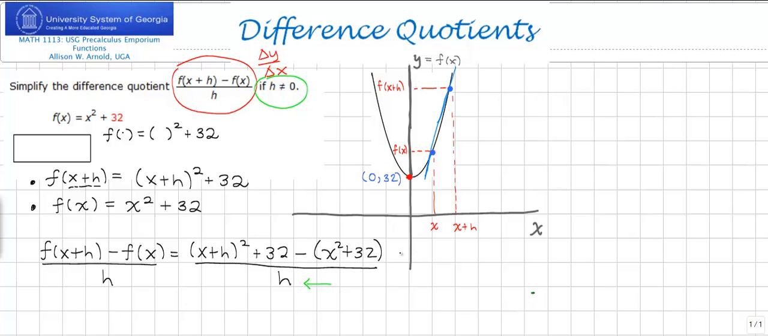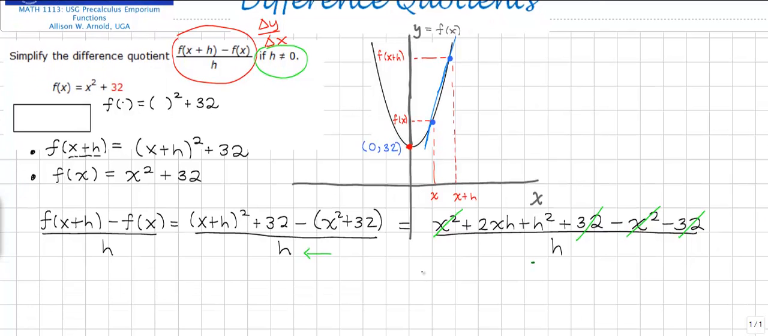Okay, let's square the binomial. x plus h squared is x squared plus 2xh plus h squared plus 32, and distribute the negative sign. Minus x squared minus 32 all divided by h. Okay, notice x squared and minus x squared cancel each other out. 32 and minus 32 also cancel each other out. And we're left with 2xh plus h squared all divided by h.